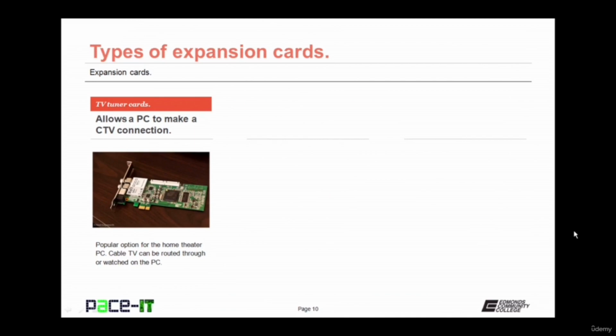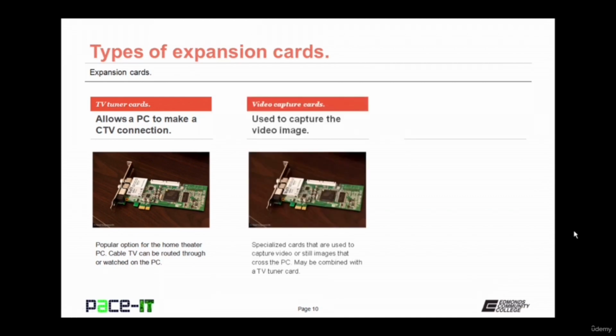A TV tuner card allows a PC to make a cable television connection. This is a popular option for the home theater PC. Cable television can be routed through or watched on the PC. Video capture cards are used to capture video images. Specialized cards are used to capture video and/or still images that cross through the PC, and they may be combined with a TV tuner card.